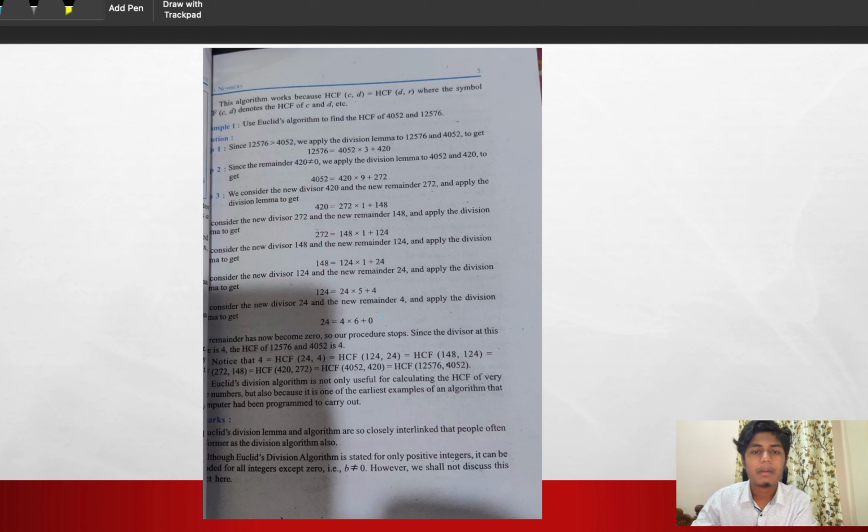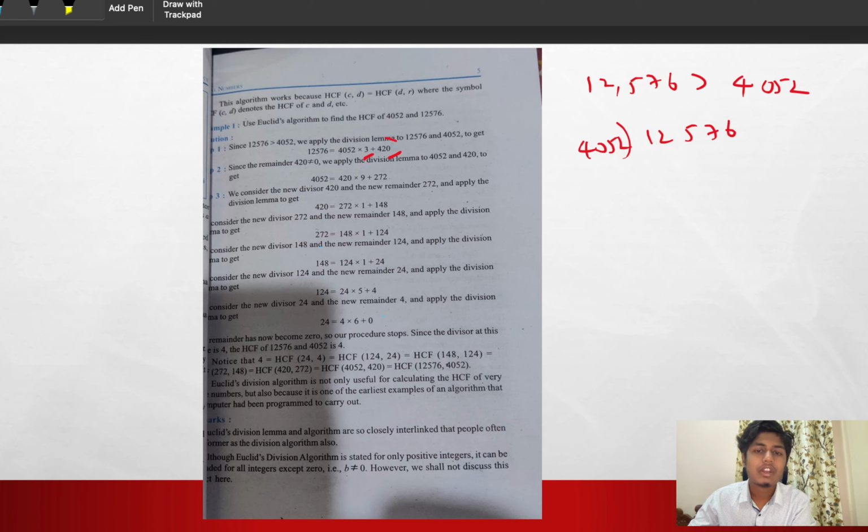So let us consider this problem. Use Euclid's algorithm to find the HCF of 4052 and 12576. Step 1 is we have to determine which is the largest number. 12576 is larger than 4052. We have to divide 12576 with 4052. Here we get a coefficient as 3 and remainder as 420.